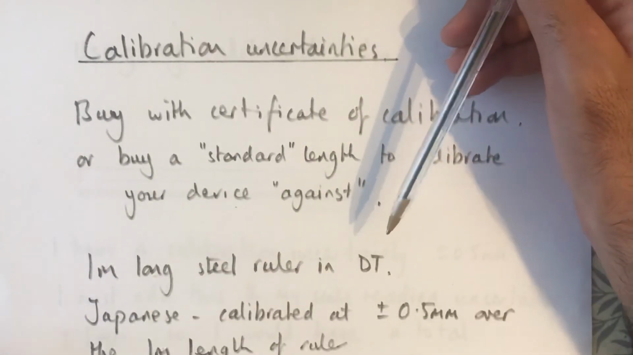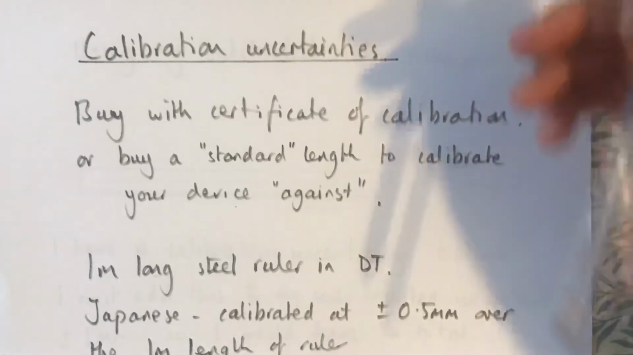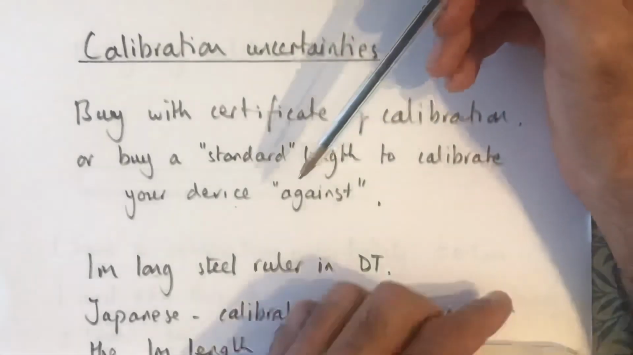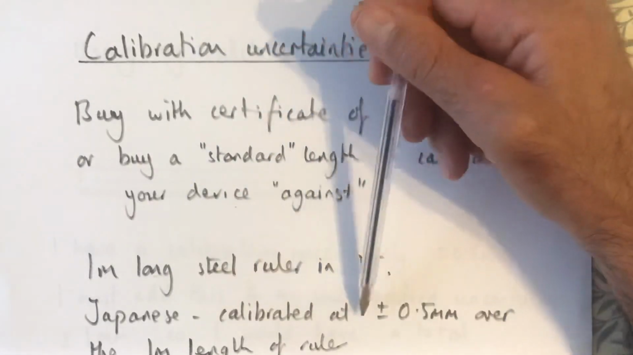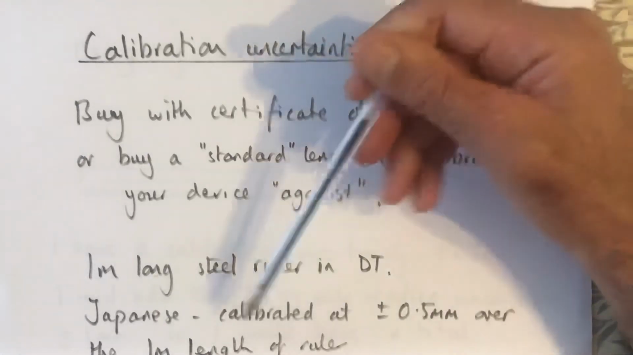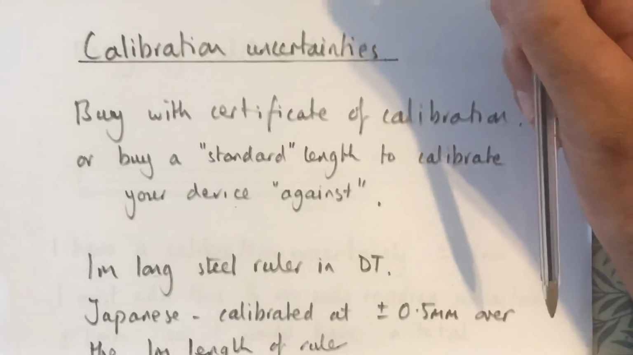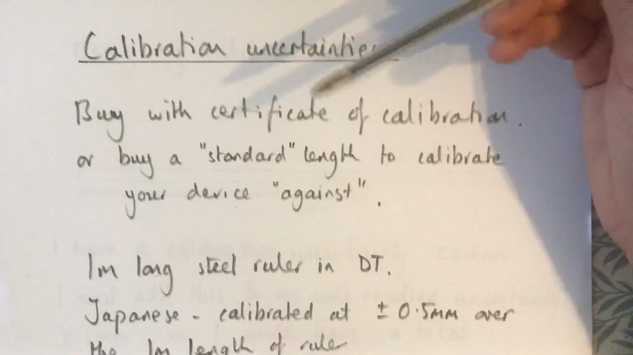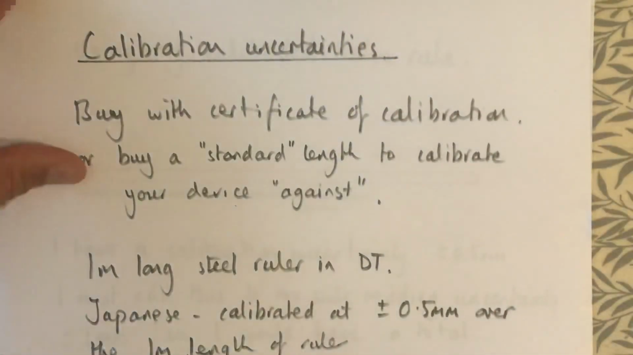Now, just to go to an example for you, when I did laser experiments with Varanj Bahara, the famous student, we used a long steel ruler that we got in DT, and we looked it up, and it was a Japanese manufactured one, and it was calibrated, which is to say that it was accurate to plus or minus half a millimeter over the entire 1 meter length of the ruler. So you could measure 99 centimeters and be confident that those 99 centimeters would be accurate to the international standard for length to plus or minus half a millimeter. So how did we use it?